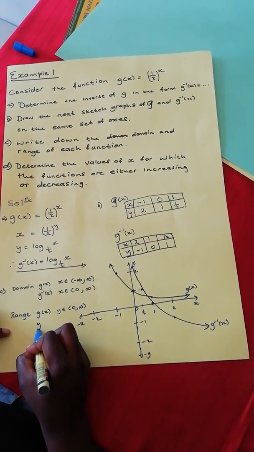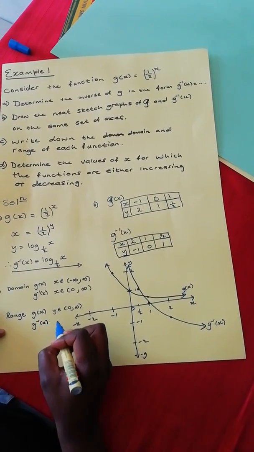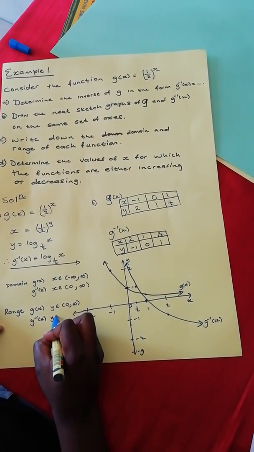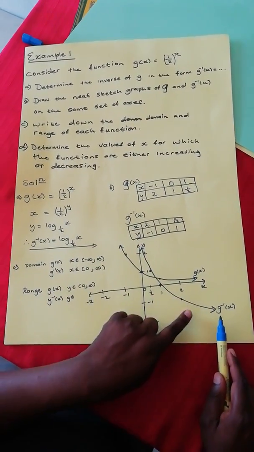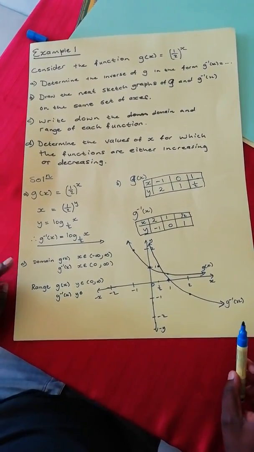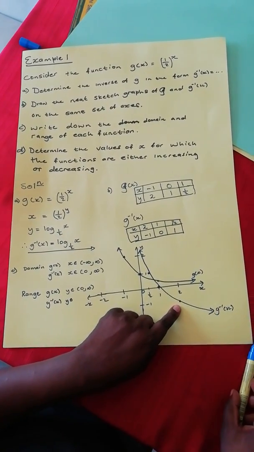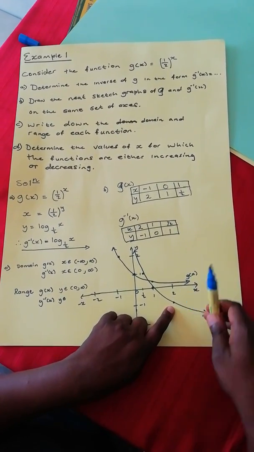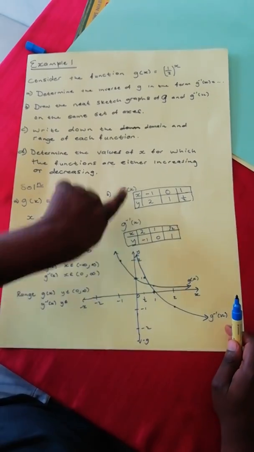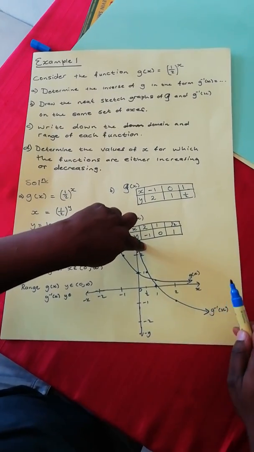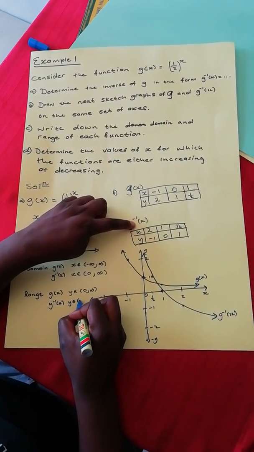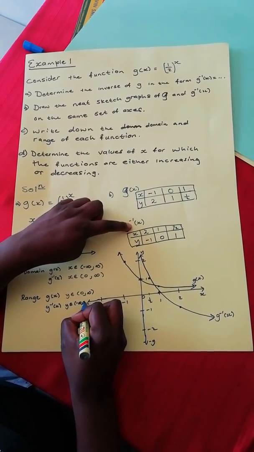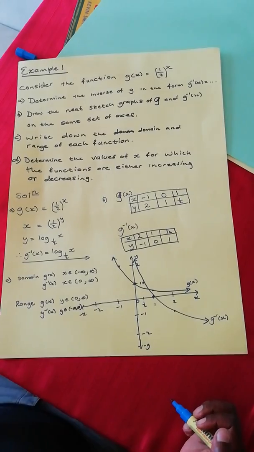And for g inverse of x, then y is an element. We look at where our y starts and where it ends. This graph goes down towards negative infinity and continues going down, and this one also continues going down. So it's from negative infinity to positive infinity.